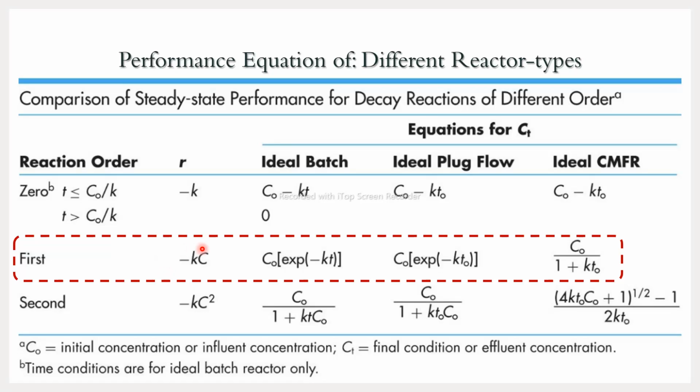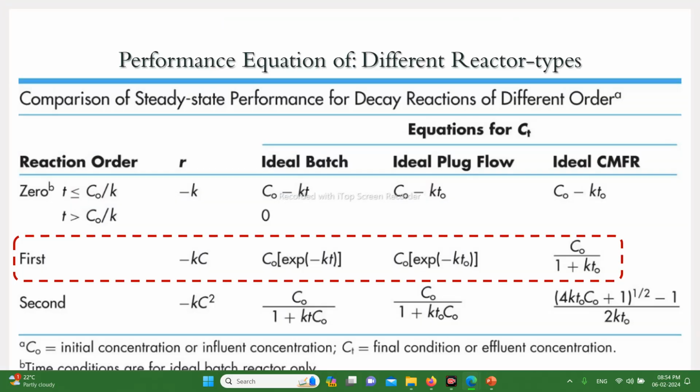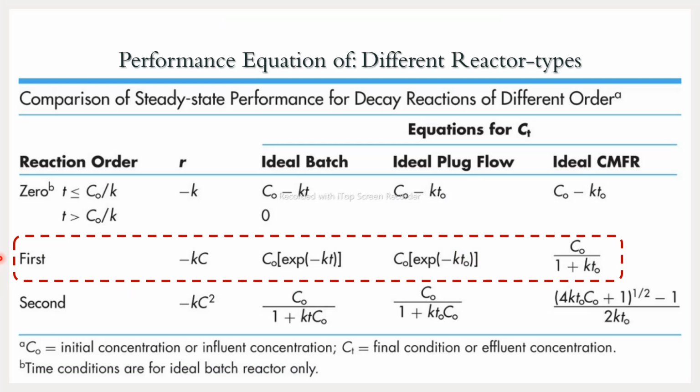And it is a first order reaction. That means R, the reaction rate, is represented as minus K into C to the power 1. In case of zeroth order, it is C to the power 0. In second order, it is C to the power 2, and so on. I hope you have written the first order formulas.